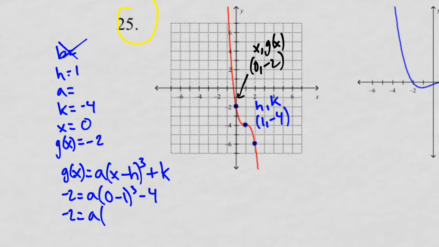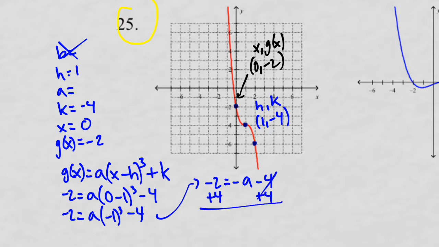0 minus 1 is -1. Cubed minus 4. Let's keep going here. -1 cubed is just -1, so -1 A times -1 is just -1A, or -A, minus 4. Okay, almost there. I'm going to add 4. That's going to be 2 equals -A, so finally A is equal to -2 because I divide by -1 to cancel. There it is. It's -2.